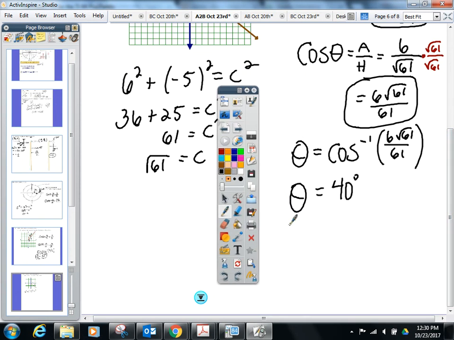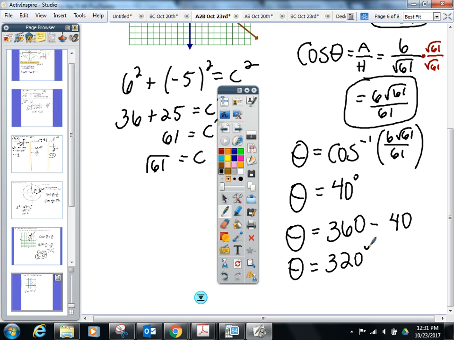What are the numbers I need to crunch here? 360 and 40. And what do I need to do with them? Subtract them. So the angle in the fourth quadrant should have been 320. Please watch out for that. Trying out the assignment tonight. Make sure you get an angle in the quadrant.